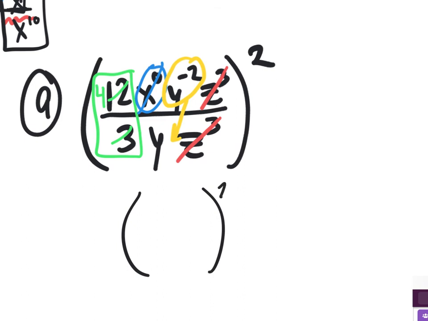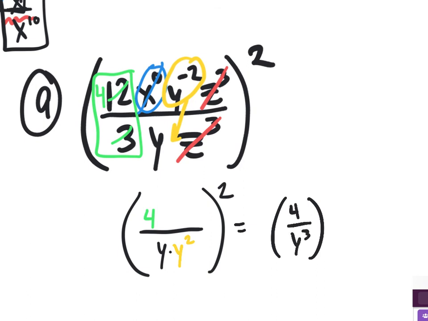I want to rewrite what I have here so I don't get all confused. I have a 4 up here and nothing else. And on the bottom, I have that original y that didn't move. And I also have this yellow y that's now to the 2nd power instead of negative 2 power. And of course, I could multiply those together. So let me rewrite it one more time. I have a nice fraction in here, 4 over y to the 3rd.